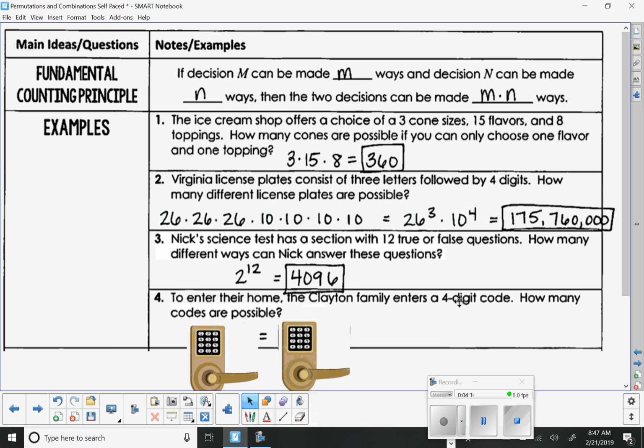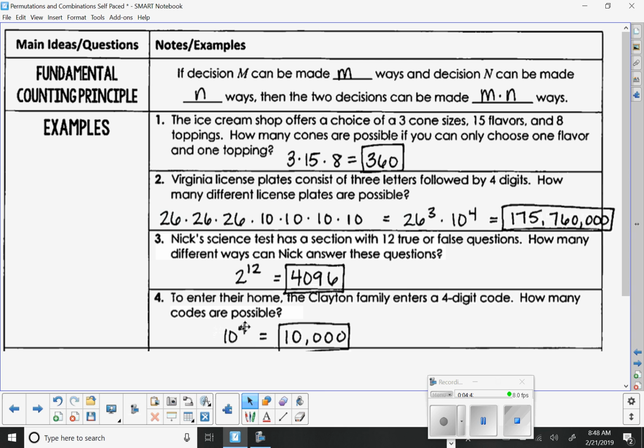Now, to enter their home, the Clayton family enters a 4-digit code. How many codes are possible? Assuming that it's just the digits, not the star, not the pound. Don't include those in your code. Think about it and let me know. Did you get 10 to the 4th? Good. There are 10 different digits for each position, and each one could be entered. Nice job.